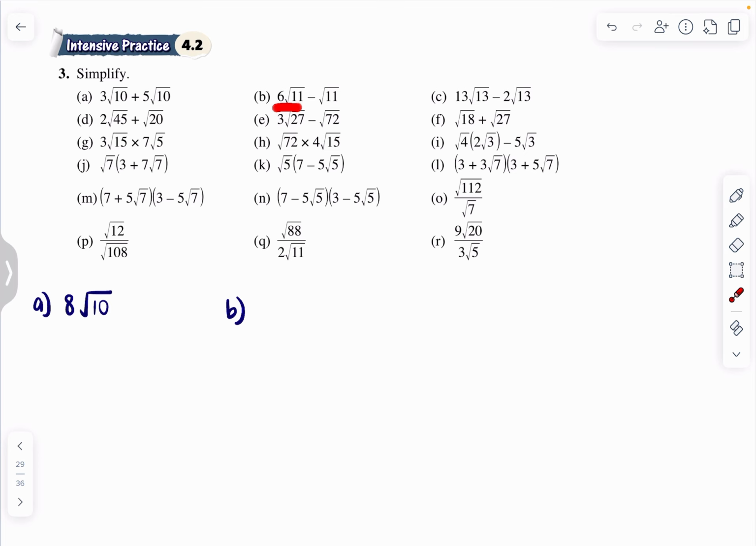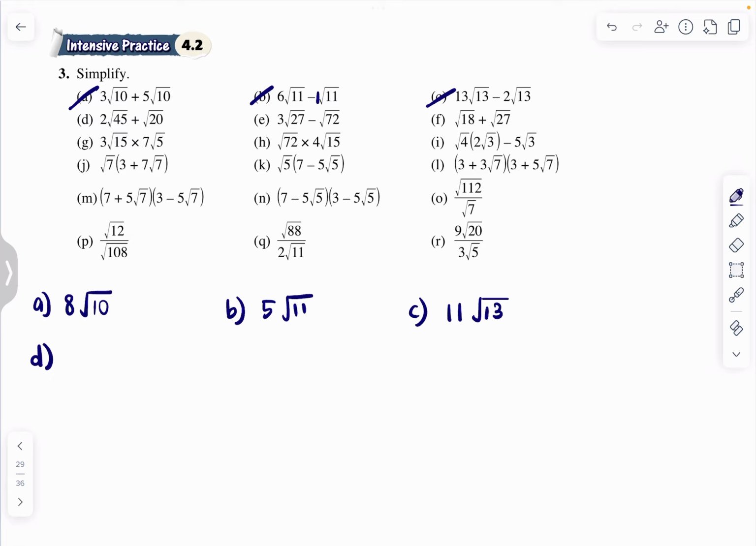6 surd 11 minus surd 11. So this is 1 surd 11 lah. So 6 oranges minus 1 orange is 5 oranges. C. Same thing, 13 oranges minus 2 oranges is 11 surd 13. Done. A, B, C done.